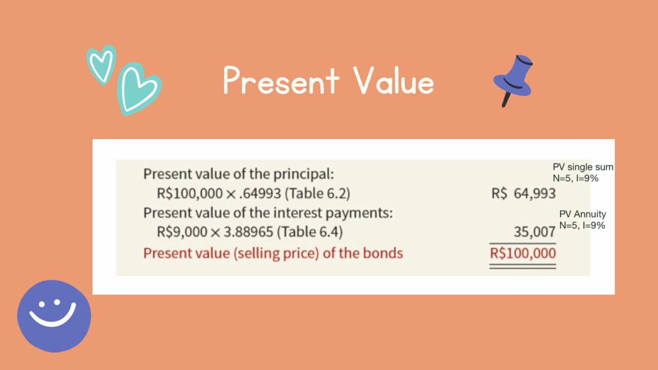As we said from the beginning, if the stated rate is equal to the market rate, it means the present value will equal the face value, because it means it's issued at par. So this is the proof. As you can see, the present value, it's 100,000.